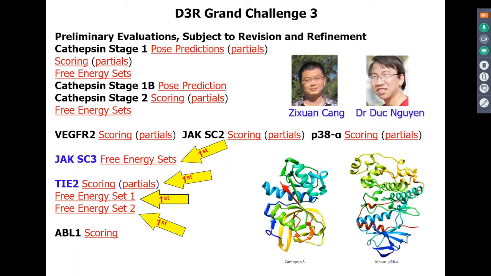The poses are from our wiki part actually. For our poses, we use Glide, Schrodinger, and also AutoDock Vina. That is one way to do the consensus, as we mentioned before. The other way is to generate our own poses by ranking the poses with machine learning. We also have those methods.